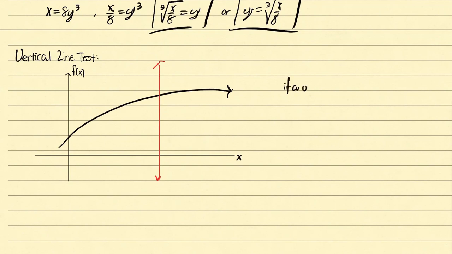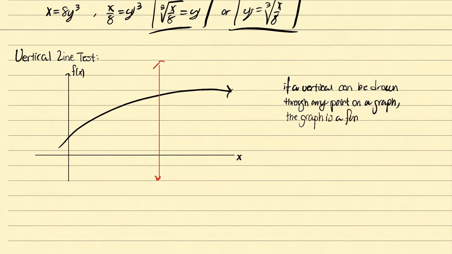If a vertical line could be drawn through any point on a graph, the graph is a function. We might not know the equation of that function, but it is a function.